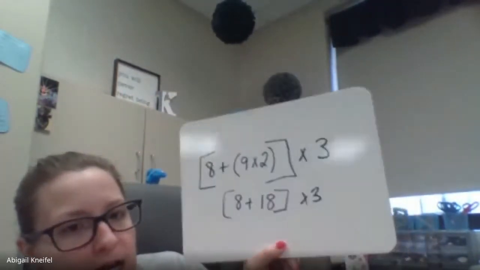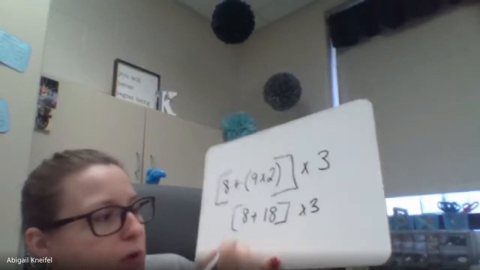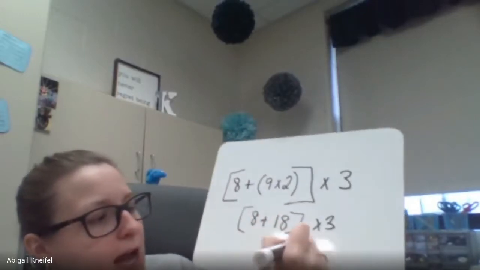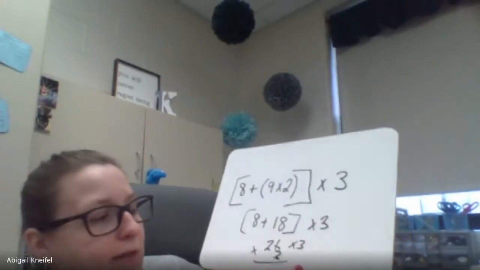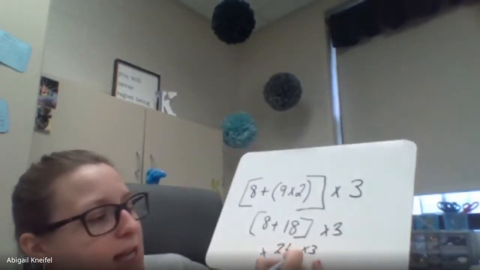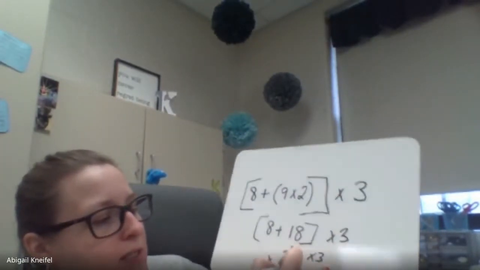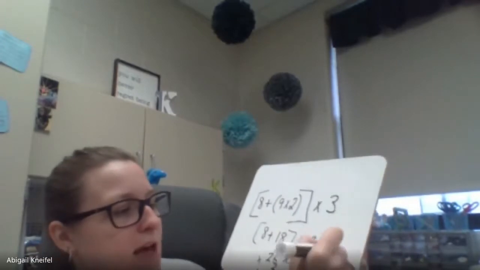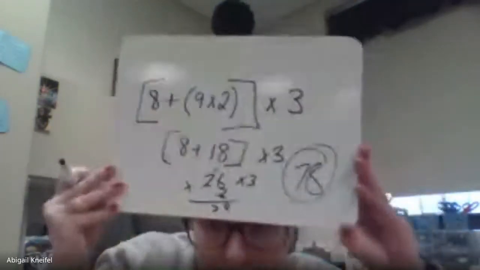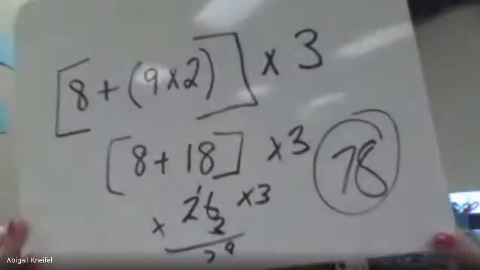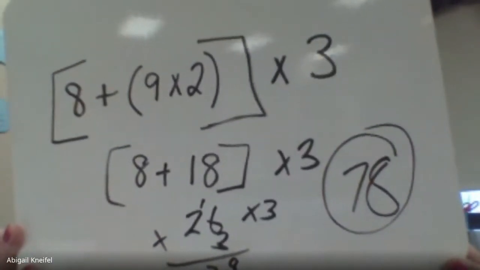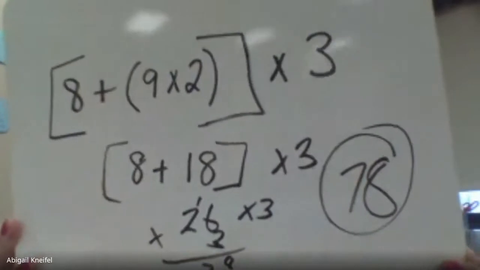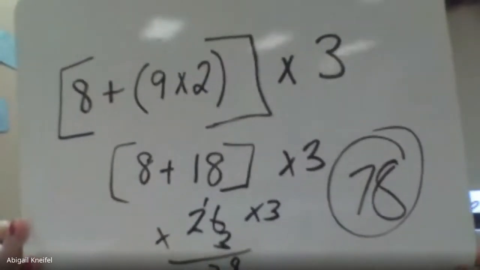18 plus 8 is 26 times 3. I don't know that in my head, so I have to work it out. So 6 times 3 is 18. Carry my 1, 6, 7. The answer is 78. Isaac, your multiplication was off.